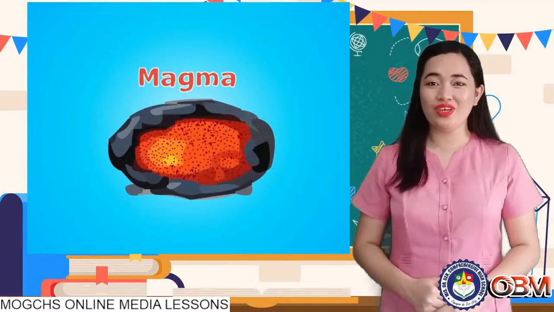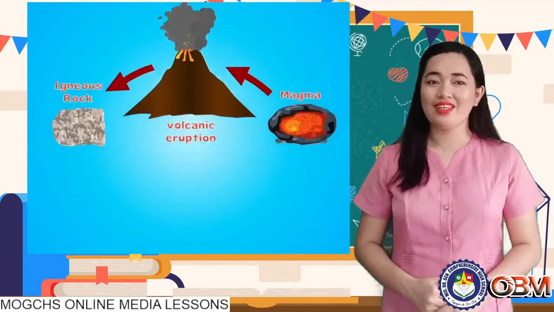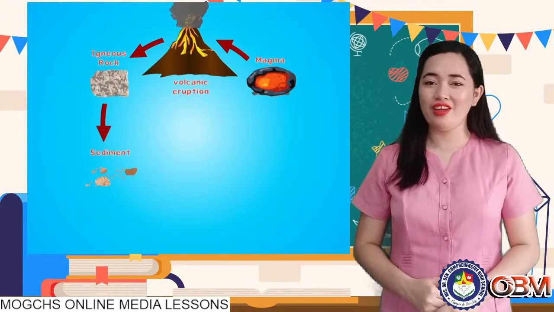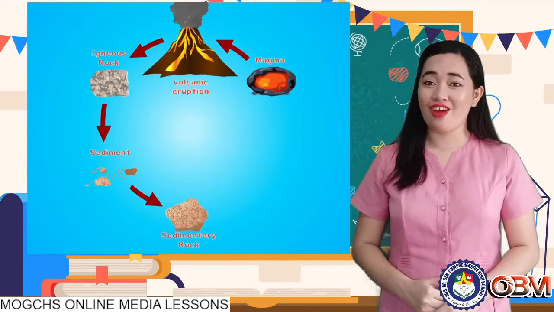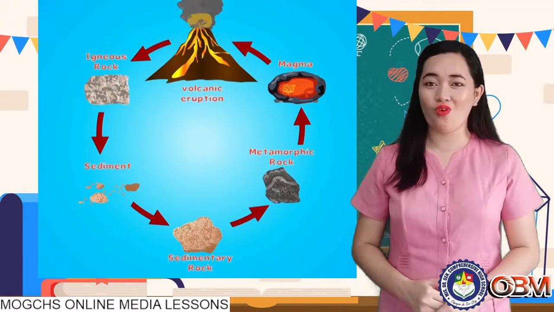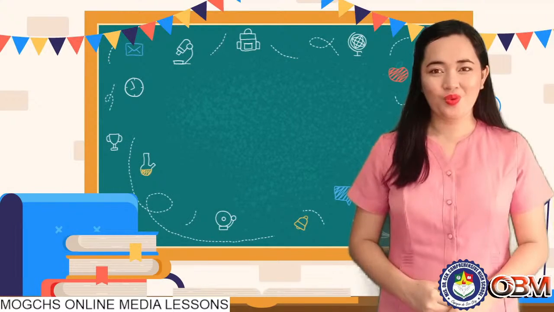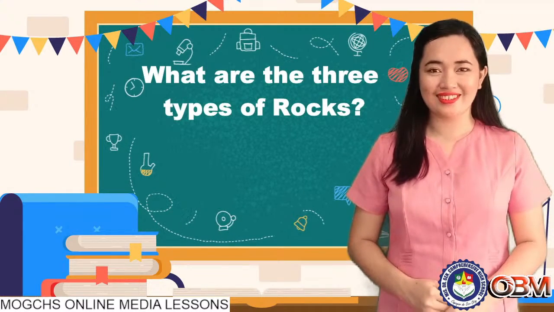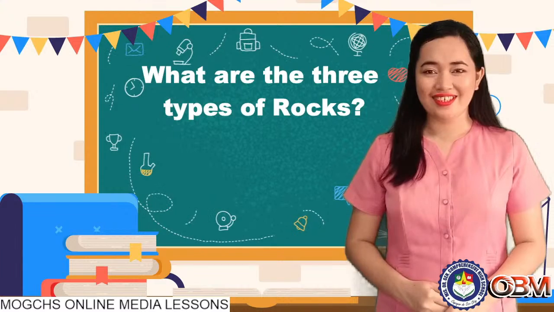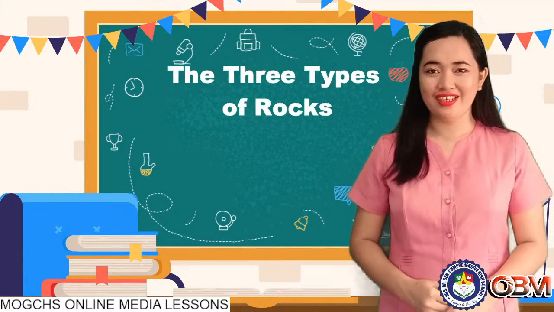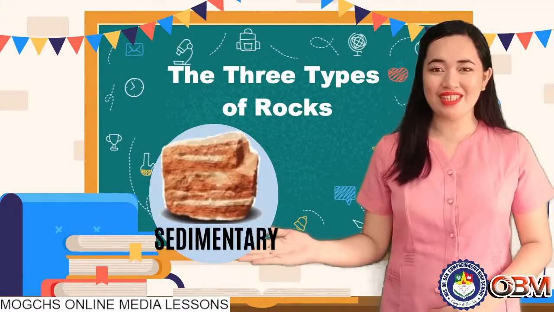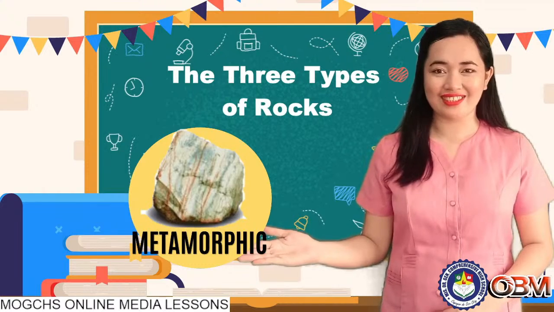As soon as new igneous rock is formed, the processes of weathering and erosion begin, starting the whole rock cycle over again. So, what are the three types of rocks? The three types of rocks are igneous, sedimentary, and metamorphic rocks.